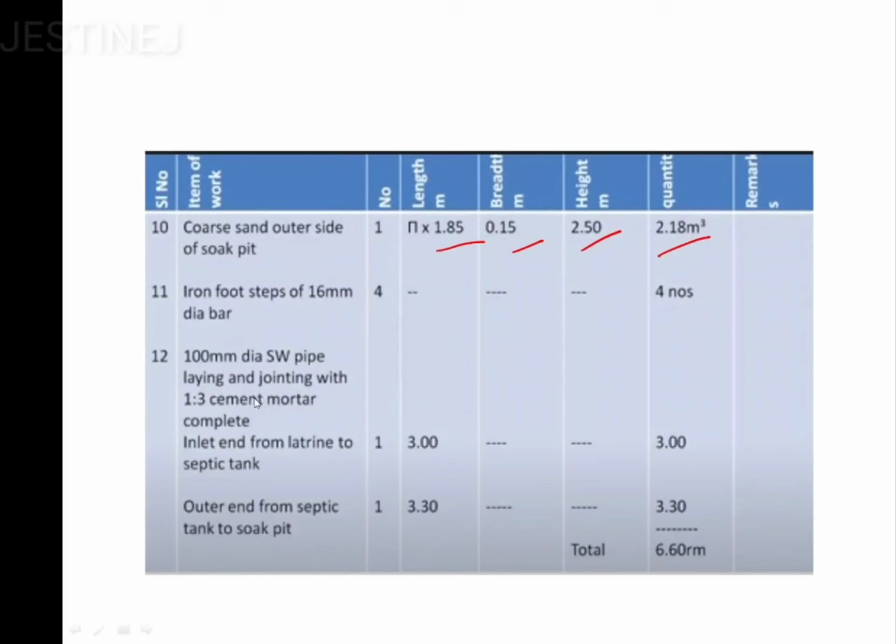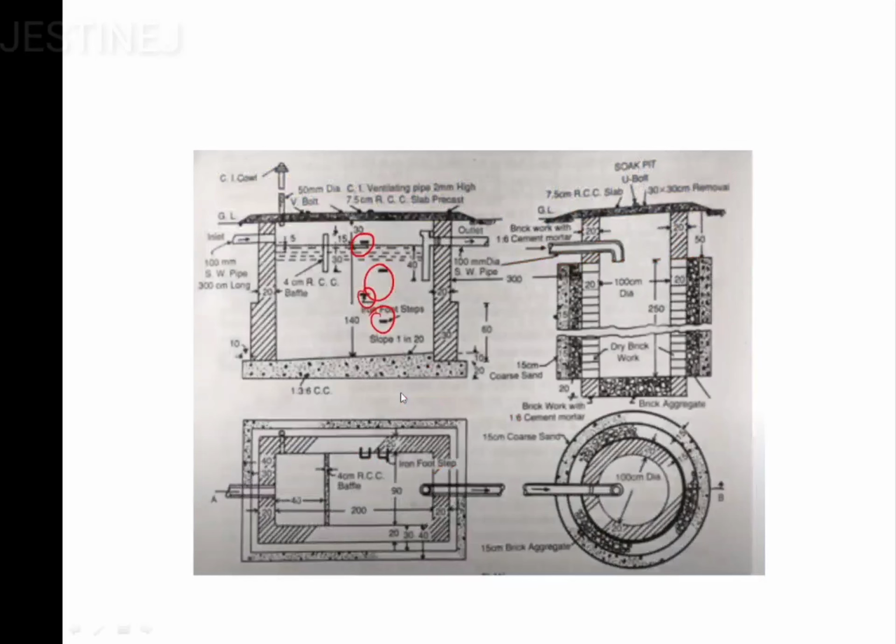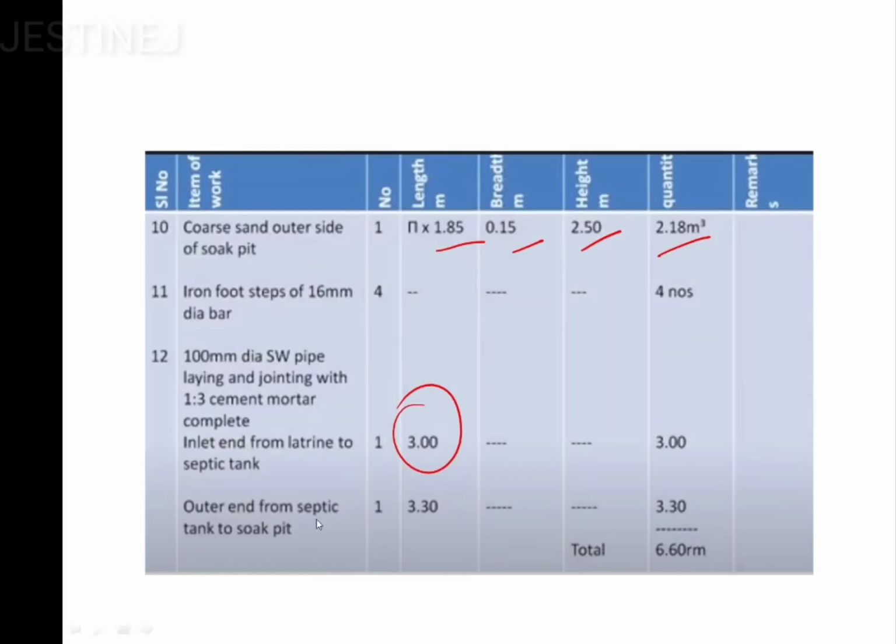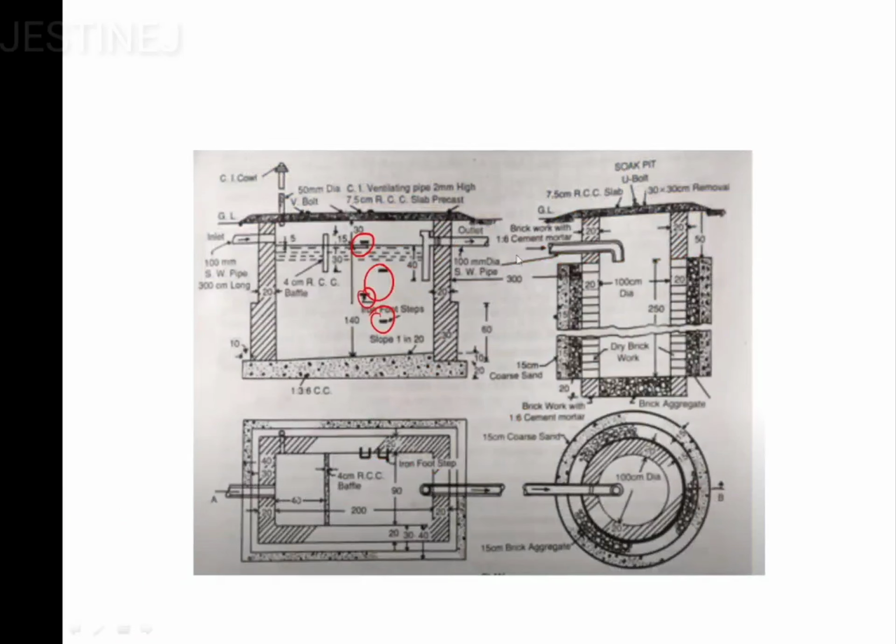Then the 100 mm dia stoneware pipe laying and joining with 1:3 cement mortar, complete, for the inlet from latrine to septic tank. It is also mentioned in the question clearly, this 3 meter, already mentioned as 300 centimeter long. It is provided, so 3 meters. Then the outer end from septic tank to soak pit is also mentioned here, already mentioned as 300 centimeter.